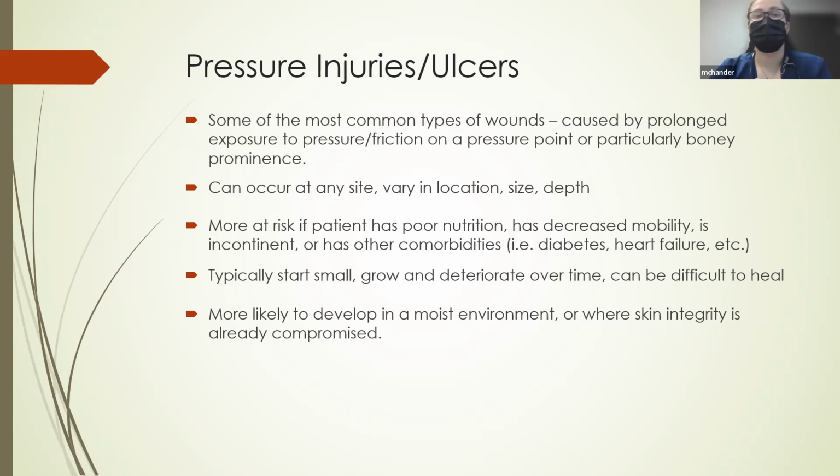They are more likely to develop in a moist environment or where skin integrity is already compromised. So if you have a skin tear on a place that there might be some pressure, so sometimes the elbows and the hip, the tailbone, if you already have an opening to the skin, it is more likely to progress to a pressure ulcer because that skin is already impaired, and excessive pressure will cause it to deteriorate faster than, say, just your normal intact skin.